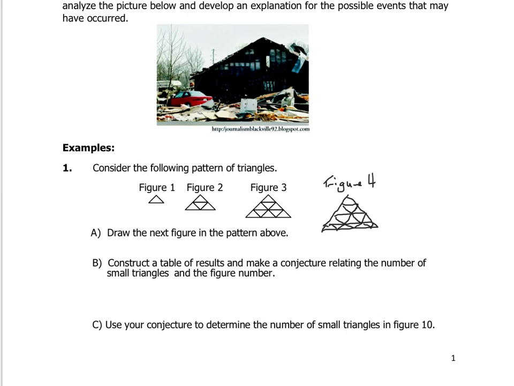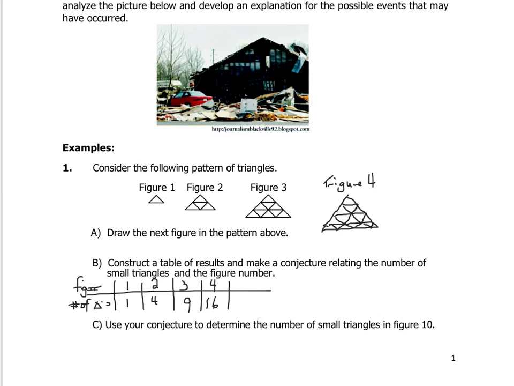So if we have the figure number and the number of triangles in the pattern: figure 1 had 1 small triangle, figure 2 had 4 small triangles, figure 3 had 9, and figure 4 had 9 and then an extra 7, making 16.